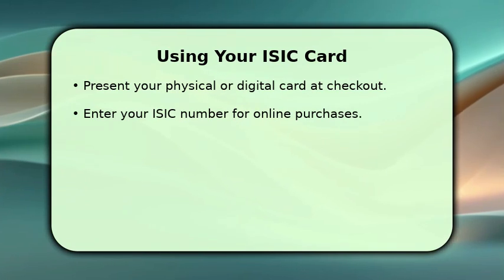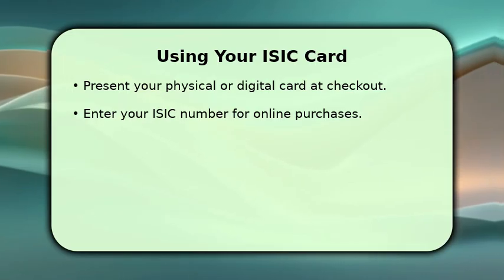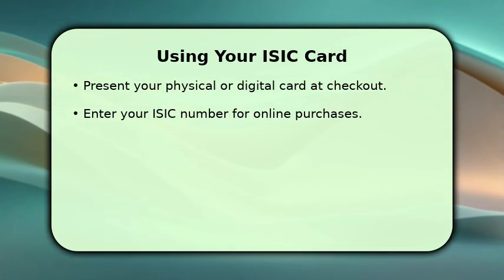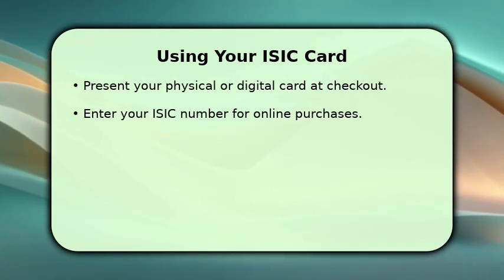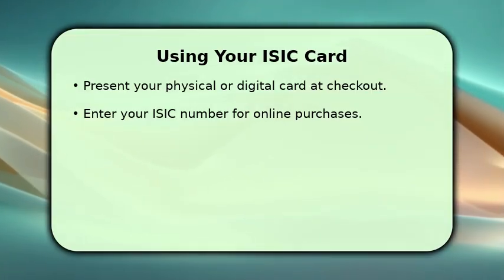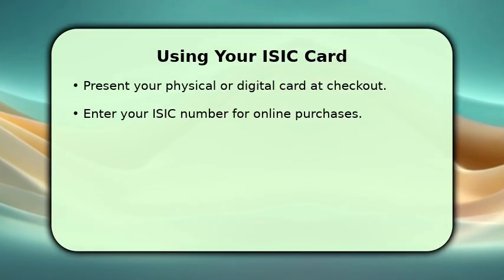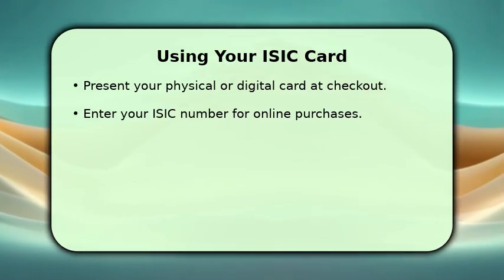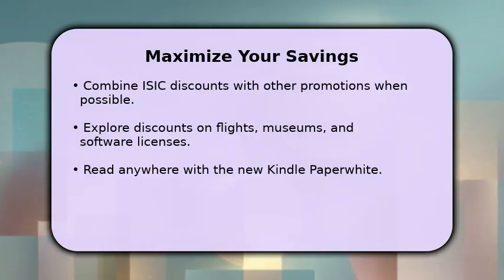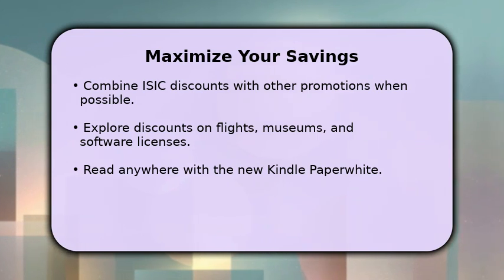Using your ISIC card is straightforward. For in-person purchases, simply present your physical card or the digital version from the app before payment. For online discounts, you will typically enter your unique ISIC card number or a specific discount code during the checkout process. Always confirm the discount is applied before finalizing your purchase. Remember, some offers might have specific terms, like minimum purchase amounts or exclusions, so it is always good to read the fine print. To truly maximize your savings, always ask if a student discount is available, even if not explicitly advertised. Many places offer them.